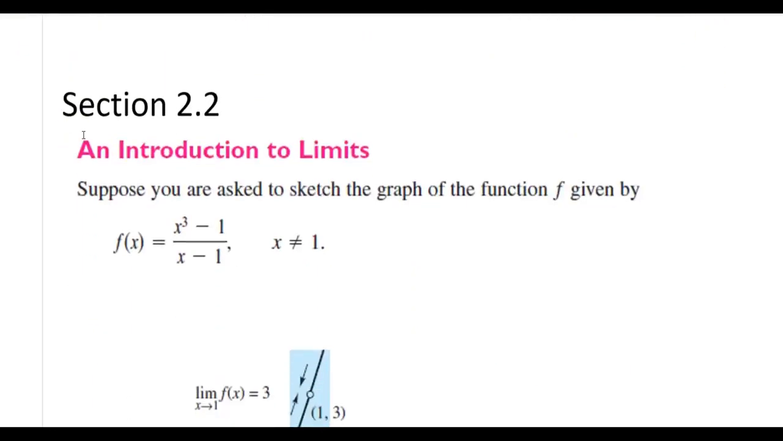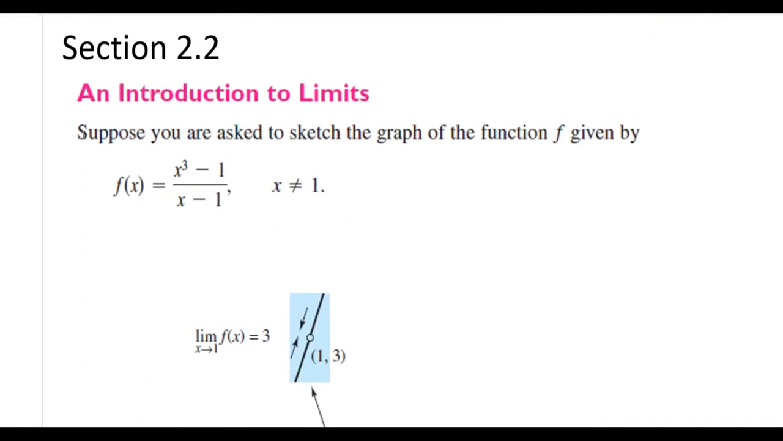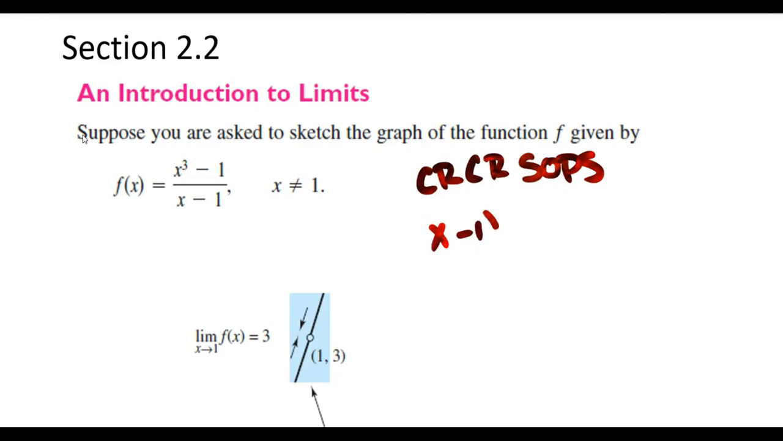Cool. And that is the end of section 2.1. So let's look at section 2.2, introduction to limits. Suppose that you are asked to sketch a graph of this function. And looking at this function, you're like, difference of cubes, so I can factor that with some SOPS. Cube root, so x minus 1 for the cube root of these two. And then this is a square, so x squared, opposite sign, product, so 1 times x is just x, and square, so that's a plus 1.